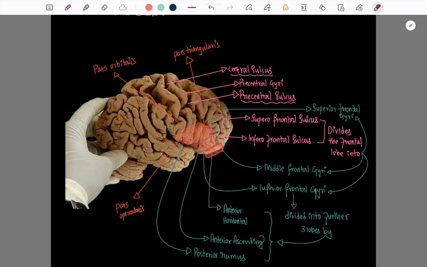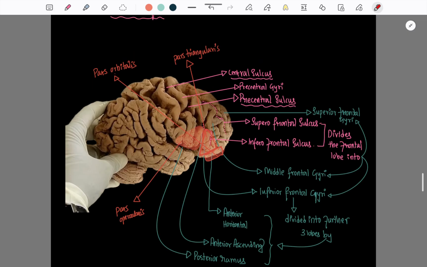Again coming to the supralateral surface. This part is very important, listen very carefully. What is this? All of you say, what is this? Central sulcus. In front of the central sulcus there is another sulcus. This is called the precentral sulcus. Pre means front. Between the central sulcus and the precentral sulcus, this is called the precentral gyrus. Understood?